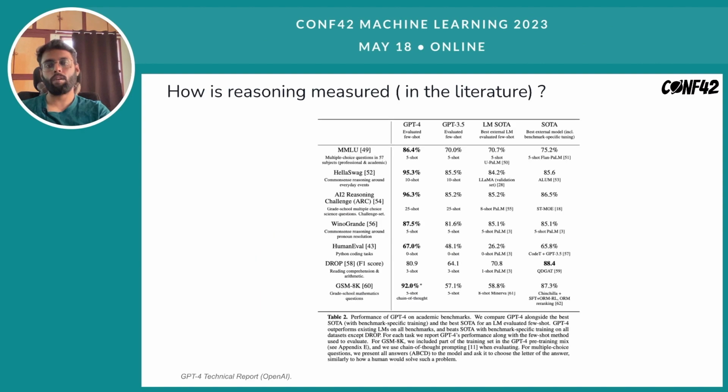To give an example of a sample benchmark, we have taken a snapshot of what is available in the GPT-4 technical report. This gives us an overview of how reasoning is measured and the current state of things. We can see that for reasoning tasks like GSM8K and AI2 Reasoning, the SOTA is currently 96% and 92%.